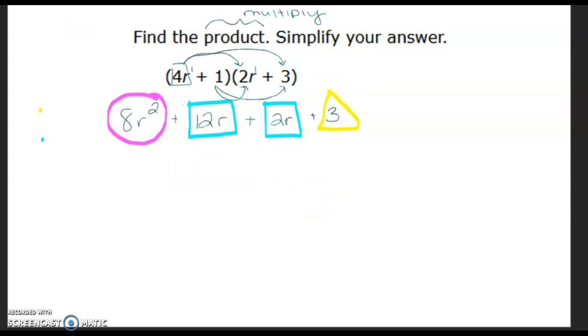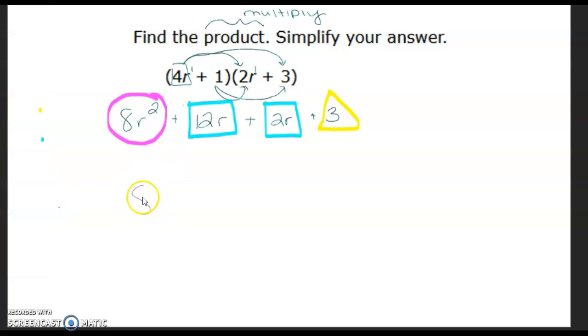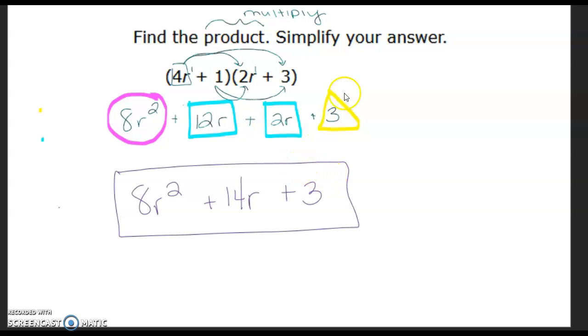So now let's just make sure we simplify our like terms like we've done last week. All right, 8r squared is by itself. It has no one to combine to. Plus, now we're going to use our addition rules of variables. The variable stays the same. 12 plus 2 is 14. And then plus 3, this doesn't change. So for find the product, when you multiply two binomials, which is a binomial because bi means 2 and there are 2 terms, multiplying 2 binomials will get you a trinomial.